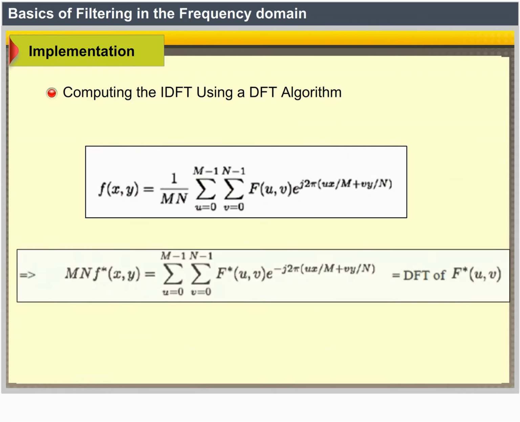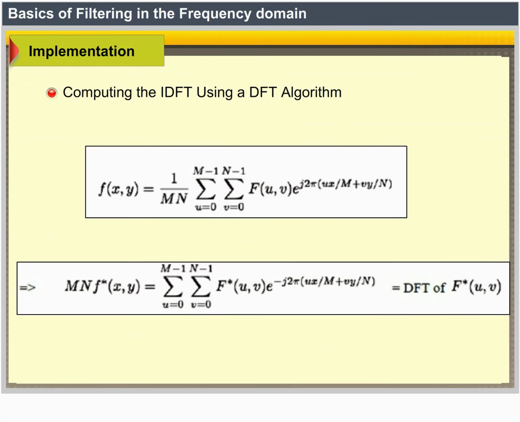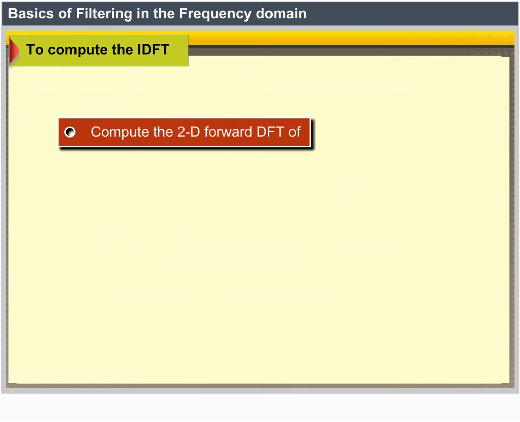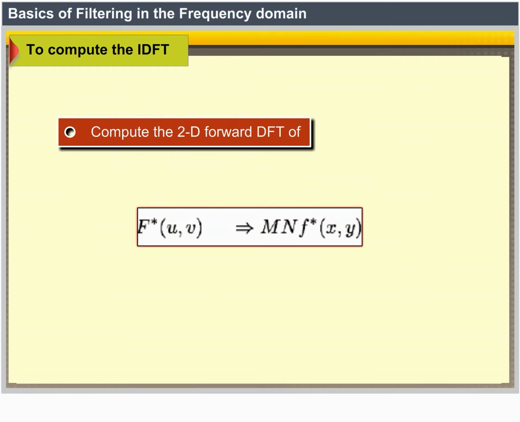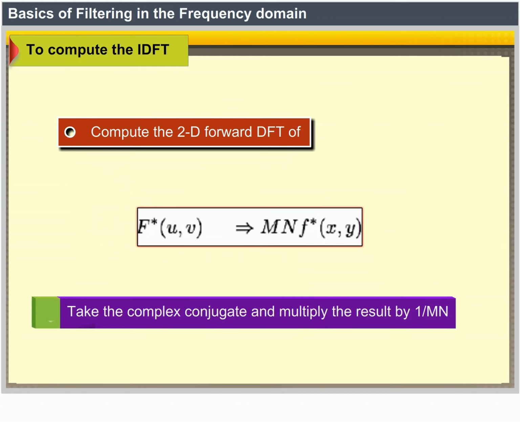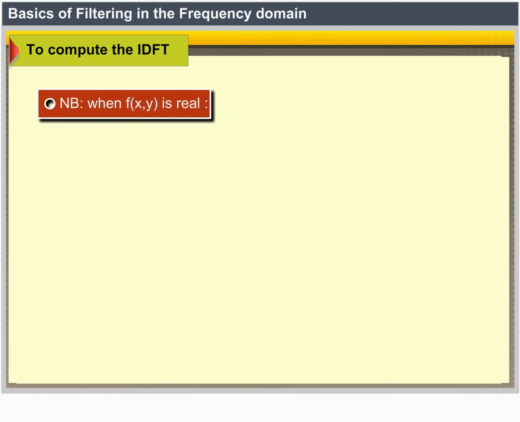To compute the IDFT, compute the 2D forward DFT of f*(u,v) equals MN f*(x,y). Take the complex conjugate and multiply the result by 1/MN. Note, when f(x,y) is real, f*(x,y) equals f(x,y). Please refer to the equations on screen.